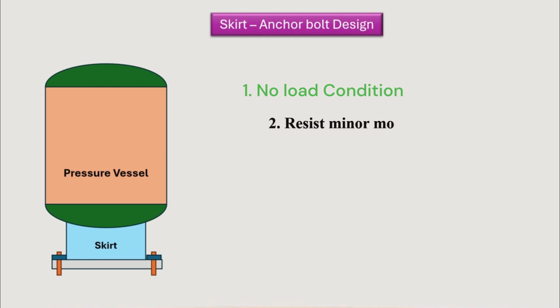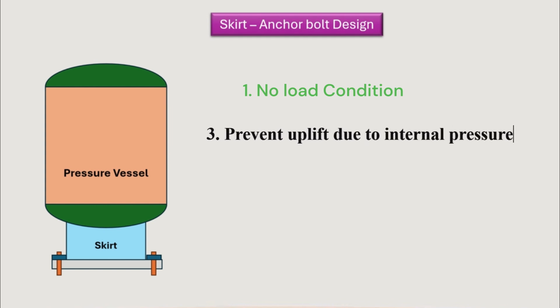And next one is to resist minor movements. These minor movements are actually caused due to thermal expansion or contraction of the tank. So due to this, some minor movements happen in the whole system, so we need to resist these minor movements. That's why we need anchor bolts. And next one, to prevent uplift due to internal pressure. We are designing the pressure vessel mainly for internal pressure, right? So due to that internal pressure, there may be uplift. To prevent that uplift, we need anchor bolts, guys.